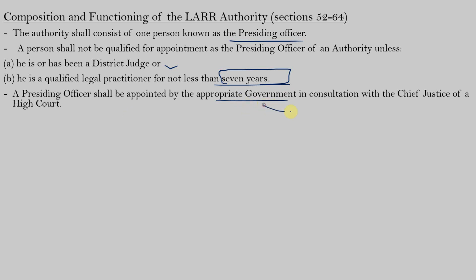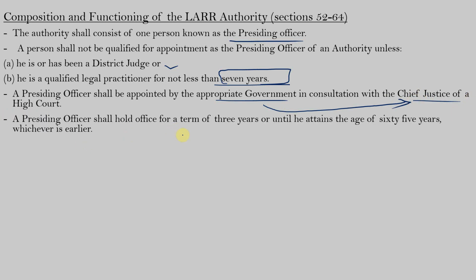And the presiding officer shall be appointed by the appropriate government. So, the appropriate government shall take the advice or consultation of the Chief Justice of the High Court. The presiding officer shall hold the office for a term of 3 years or until he attains the age of 65 years, whichever is earlier. So either the period shall be 3 years or until the presiding officer attains the age of 65 years.